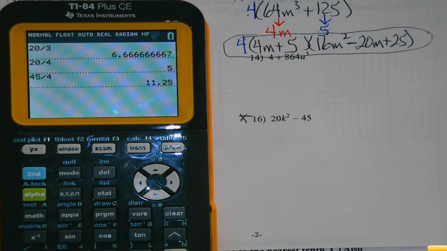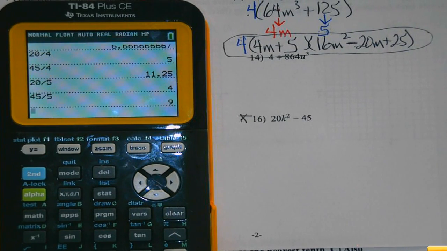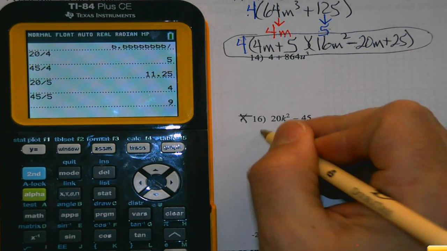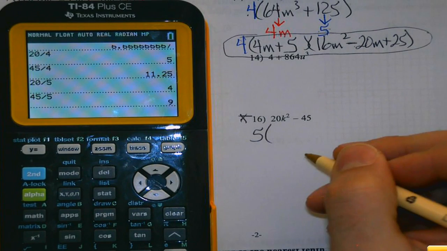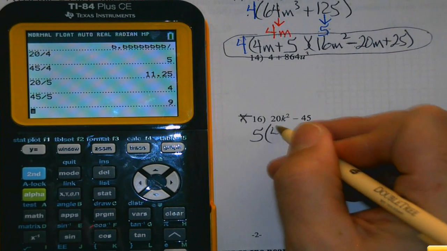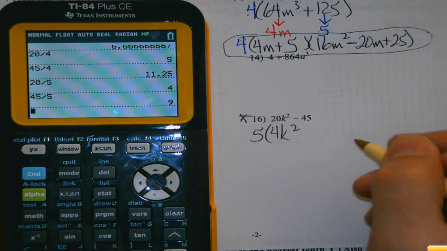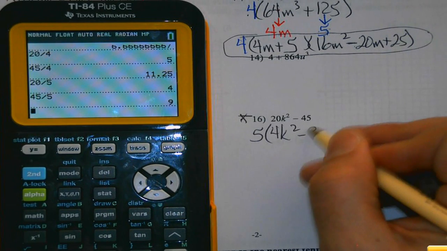Like, Harty, this is driving me crazy. That's why I need to know my division facts off the top of my head. Okay, I found one, 5. So if I take out the 5, my 20, that leaves me with 4k squared. With my 5, it leaves me with 9.